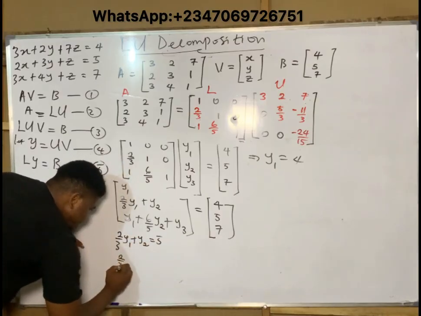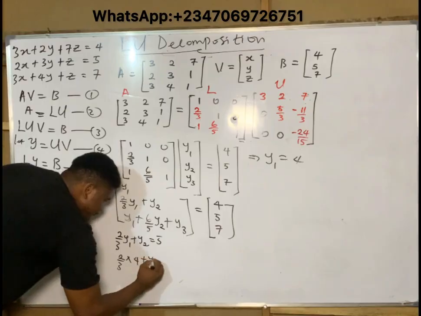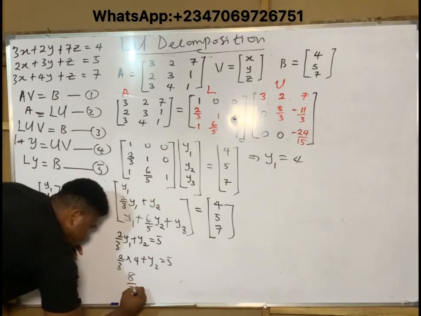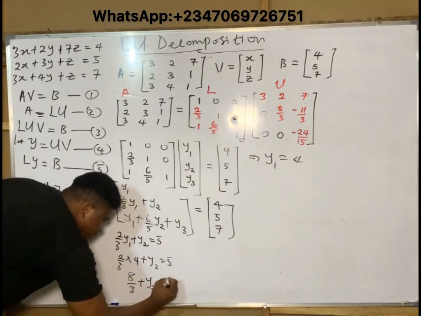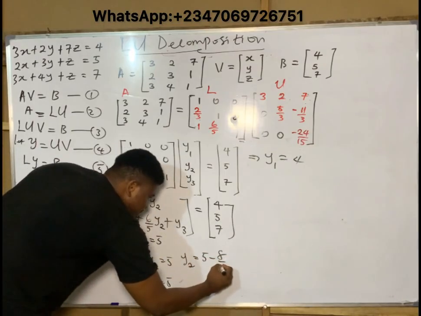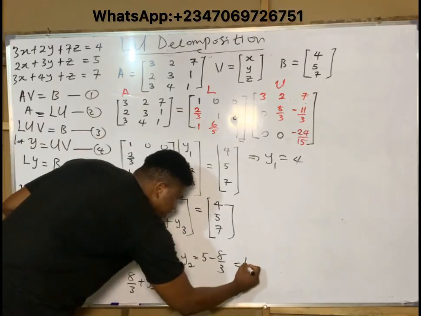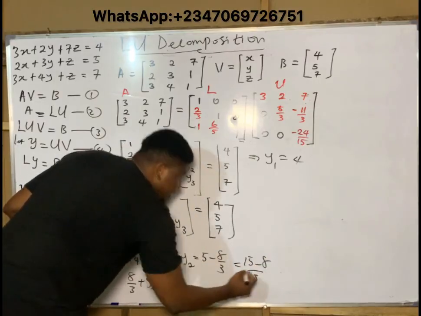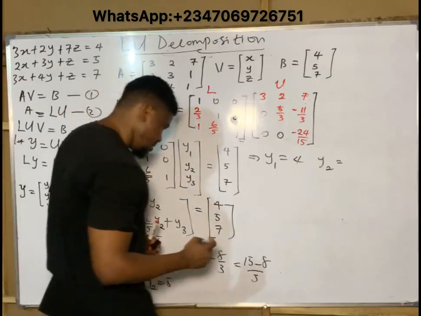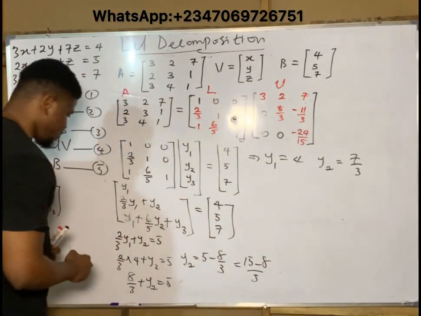So 2 over 3 y1 plus y2 equals 5. y1 is 4, so 2 over 3 times 4 plus y2 equals 5. This gives us 2 times 4 is 8 over 3 plus y2 equals 5. We simply make y2 the subject. It becomes 5 minus 8 all over 3. The LCM here is 3. 3 times 5 is 15 minus 8 all over 3. So y2 is equal to 15 minus 8, which is 7, all over 3. So y2 is 7 over 3.